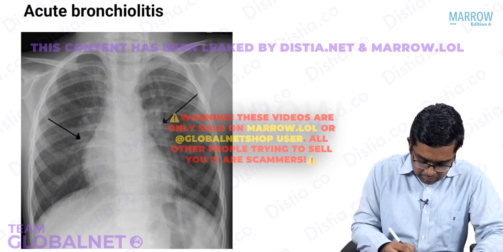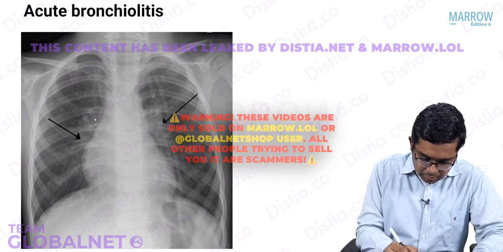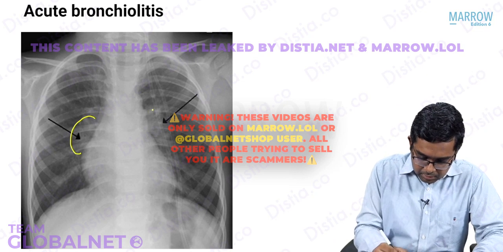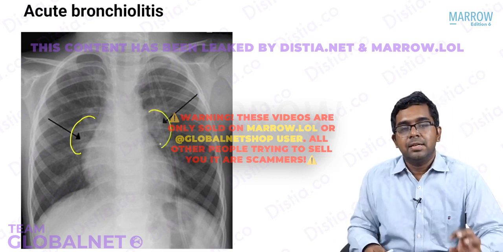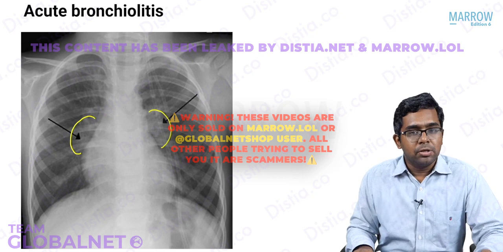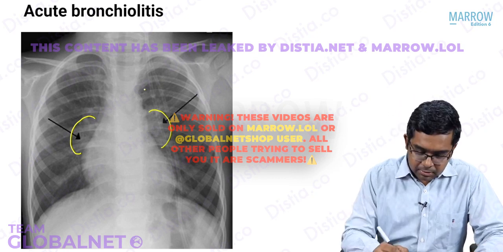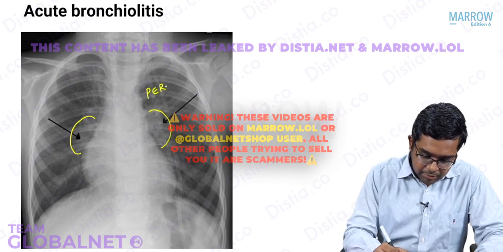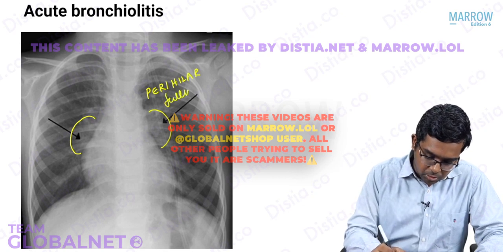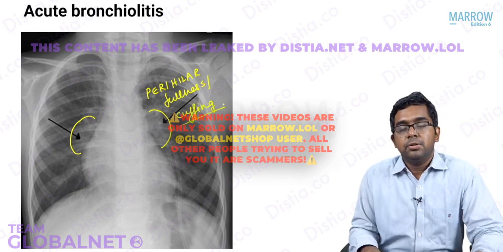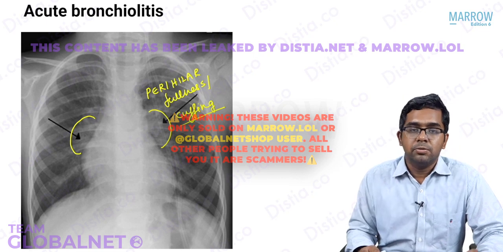That is, surrounding the hilar region, this area, there are a lot of white markings. It is nothing but bronchioles undergoing inflammation in that area, causing increased markings in those areas. This is what is called perihilar fullness, or also called perihilar cuffing. One more important finding noted in X-ray of acute bronchiolitis.